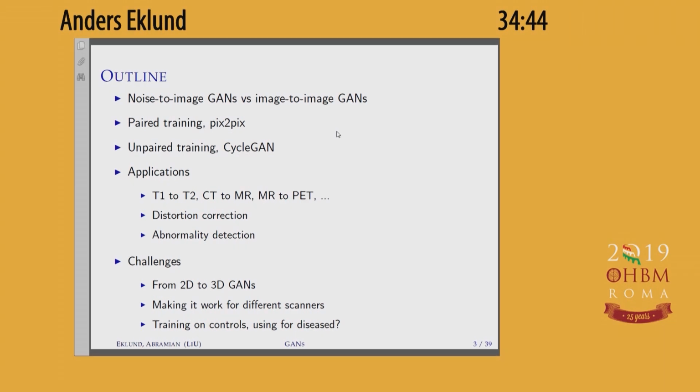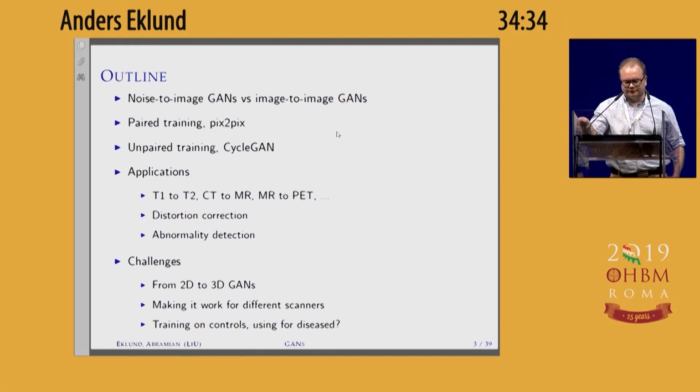So I will also talk about GANs, but not noise-to-image GANs, but something called image-to-image GANs. So I will start talking about what's the difference between these types of GANs. I will mention two different architectures for image-to-image translation. The first one is called pix-to-pix, and the second one is called cycle GAN.